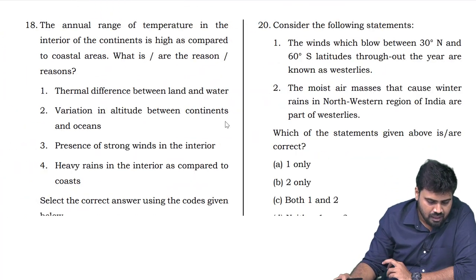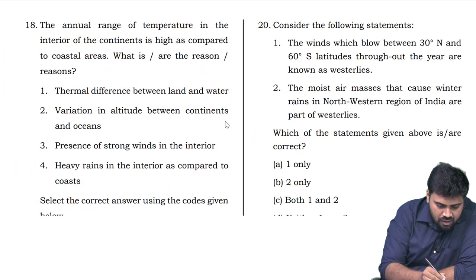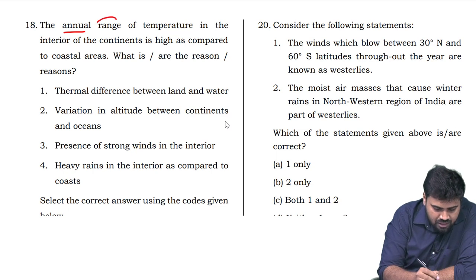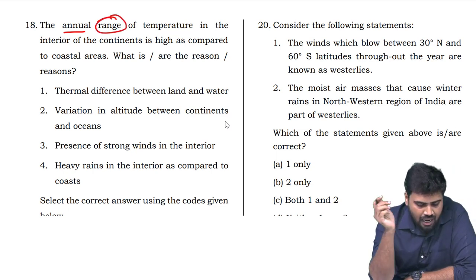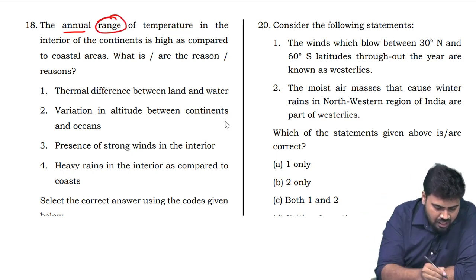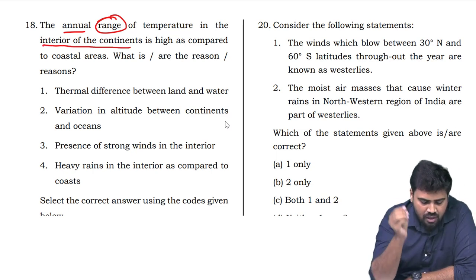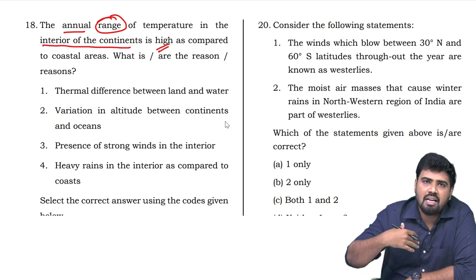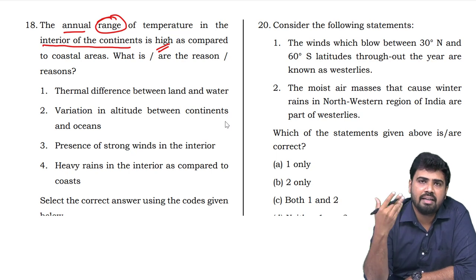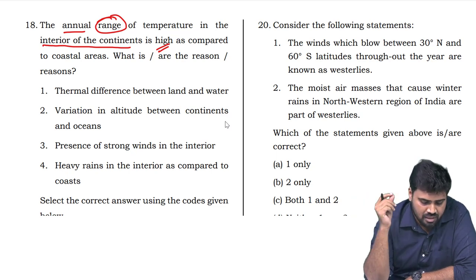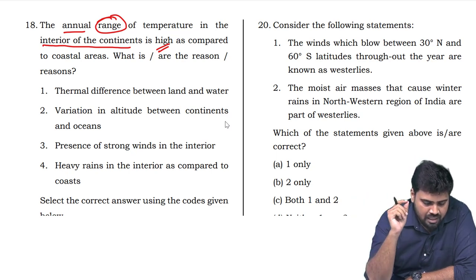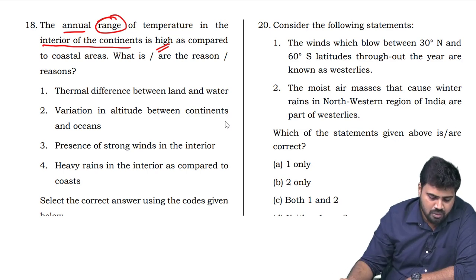18, the annual... see, they are asking about the annual range of temperature, please pay attention. The annual range of temperature in the interior of continents is high. Annual range means the extremity in temperature, extreme high temperature or extreme low temperature. So the range of temperature in the interior of a continent is high as compared to coastal regions. What is the reason?